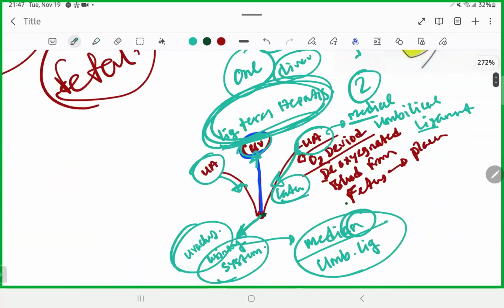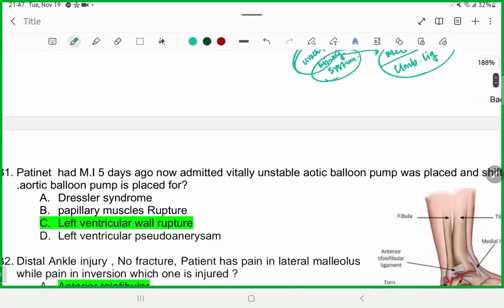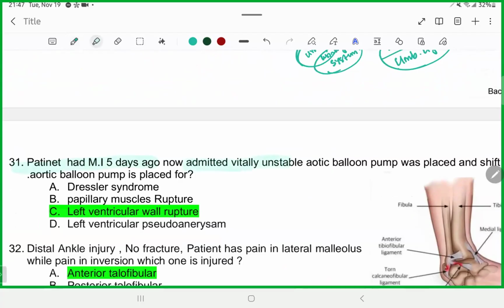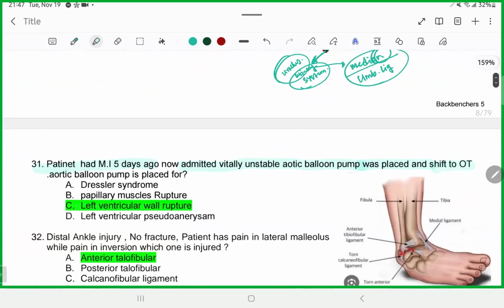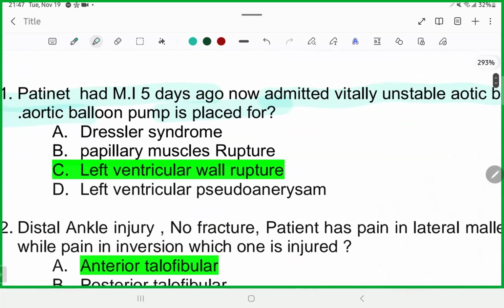Then a patient had MI 5 days ago. Now admitted vitally unstable. Aortic balloon pump was placed and shifted to OT. Aortic balloon pump is placed for what? Guys, this is just nothing. This is just a plain question about MI complication.